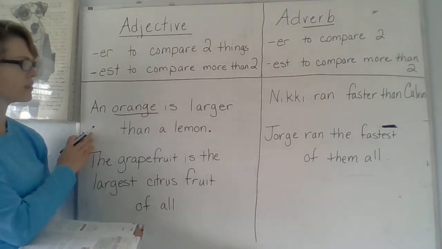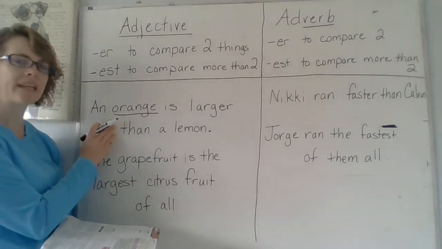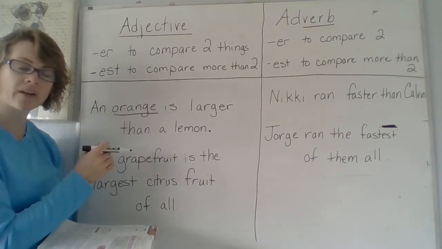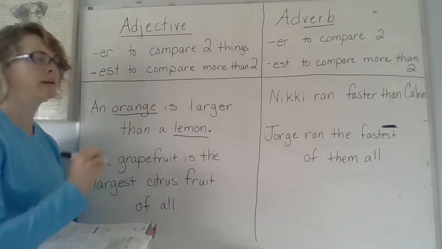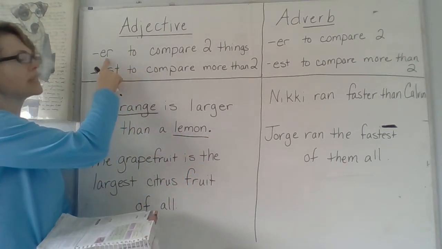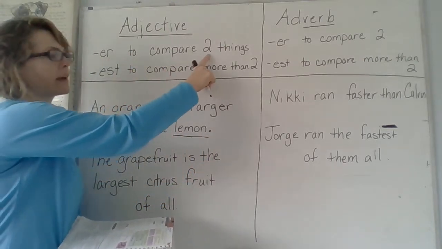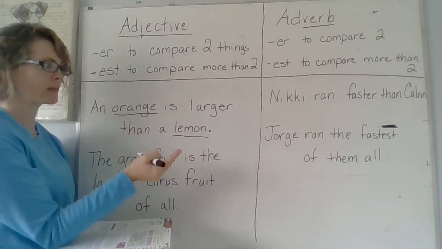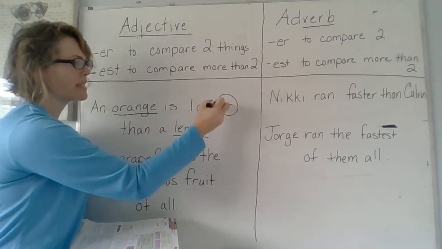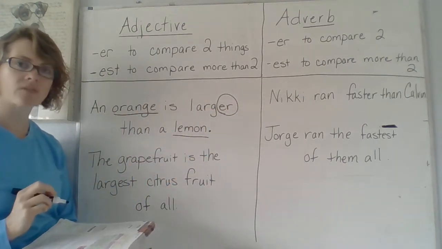An orange is larger than a lemon. My noun is orange, and I'm comparing it to one other thing. I'm comparing it to a lemon. So our rule says we're going to use er if we're only comparing two things. So orange and lemon are being compared, so I used er at the end of large.